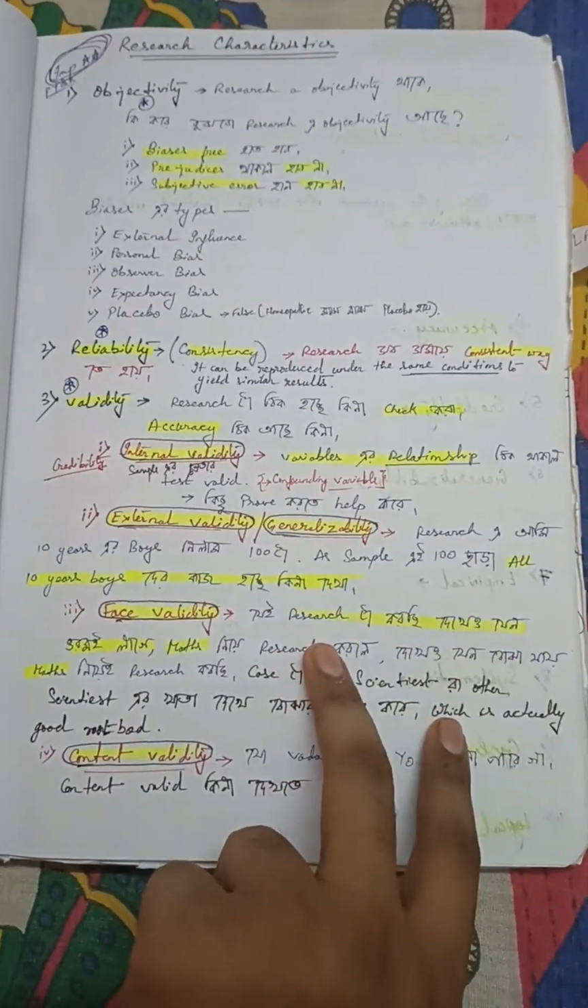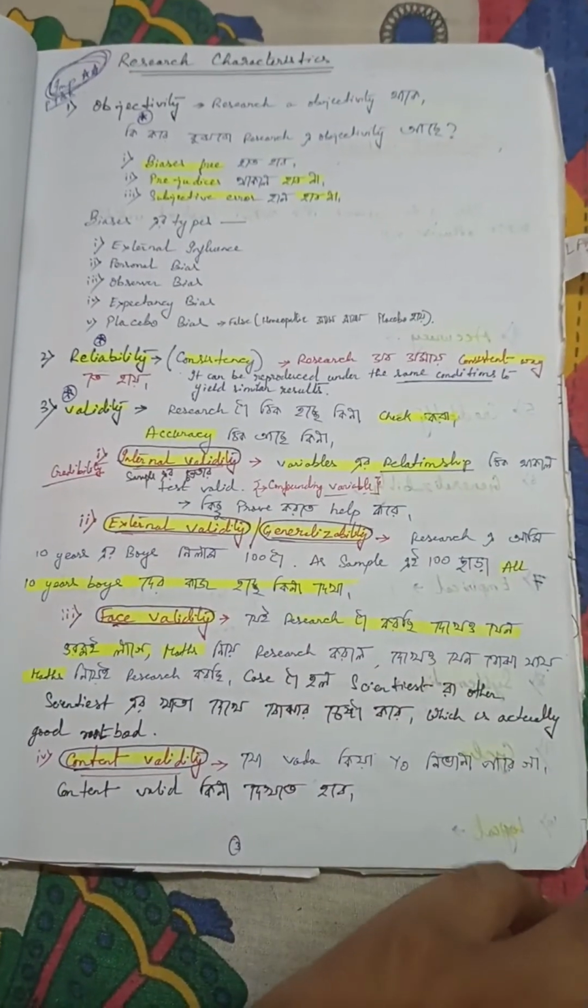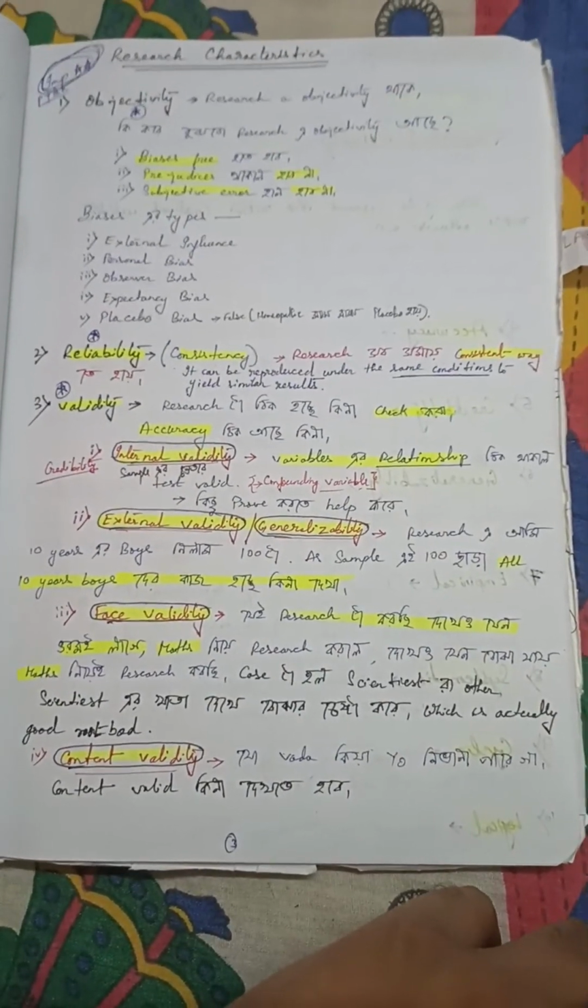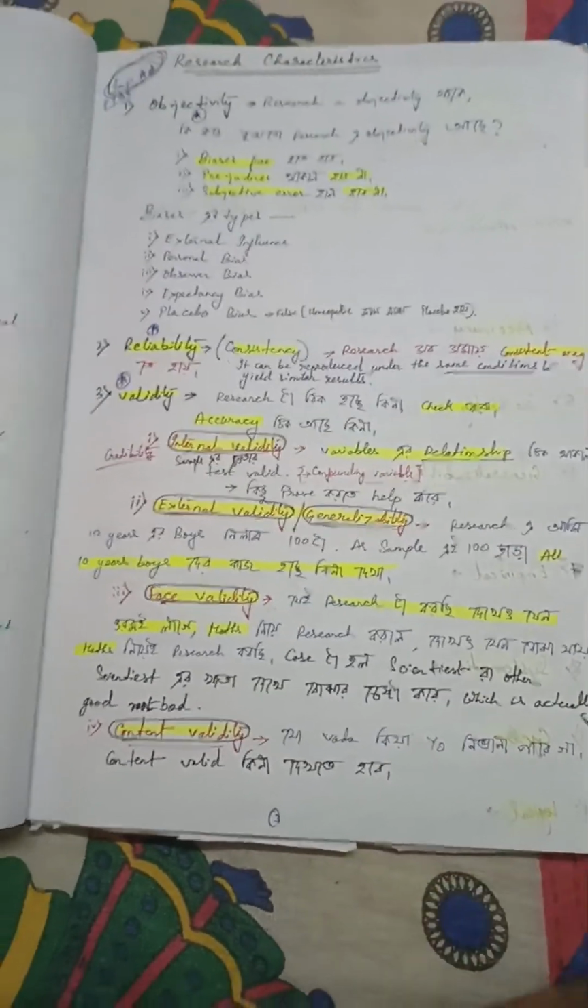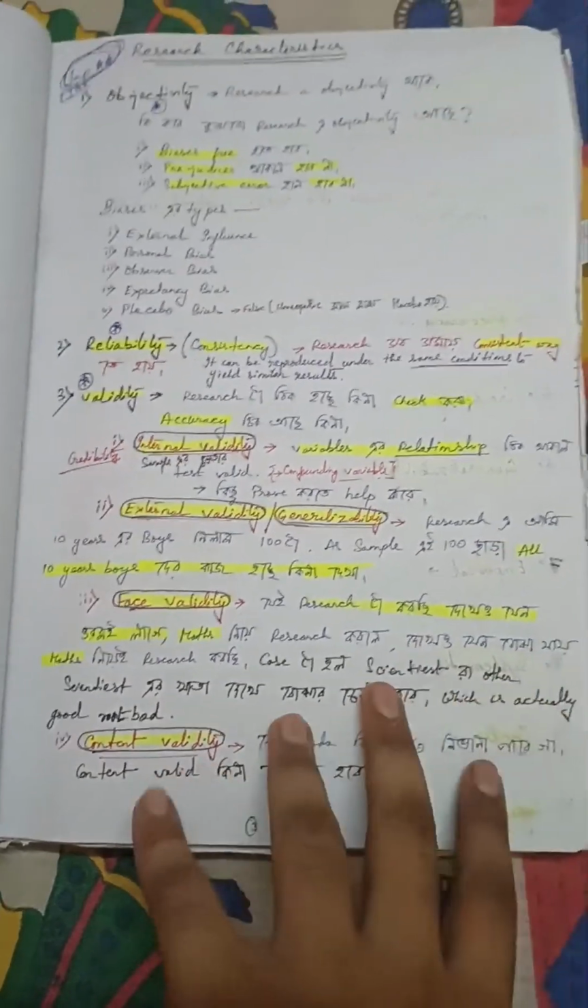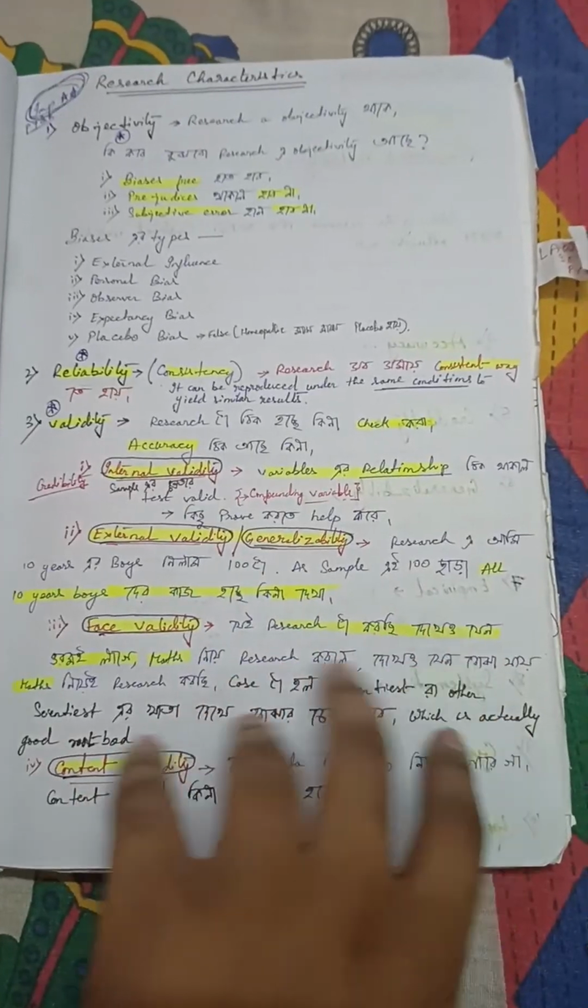Now what is face validity? In classes 5 and 6 we learned face value and place value. Ones, tens, hundreds, thousands, that is the place value. And face value means the number as it is. So face value is, as a researcher, what I am studying.